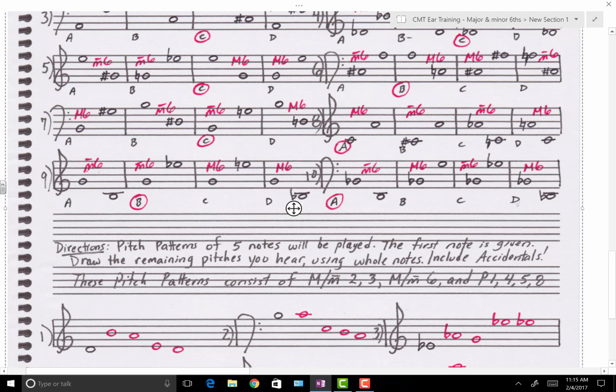Let's try singing it together on solfege. Do, la, sol, re, do. Good. For number 2, we're in bass clef.